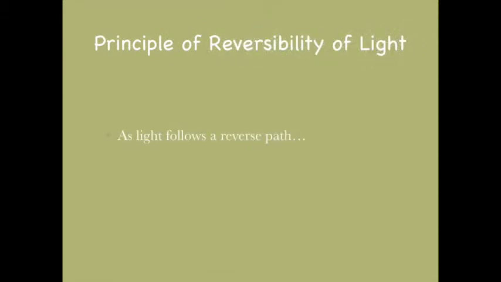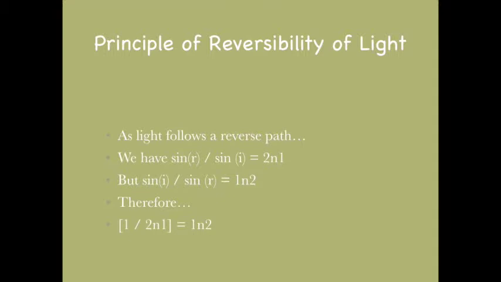So let's learn about the principle of reversibility of light. As light follows a reversible path, we have sin r by sin i is n12 and sin i by sin r is n21. Therefore, 1 by n12 is n21. You have to mark this down.